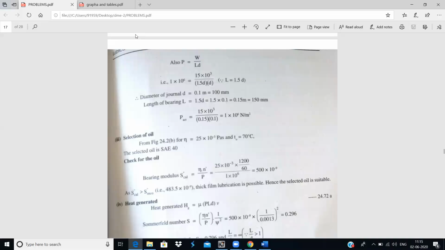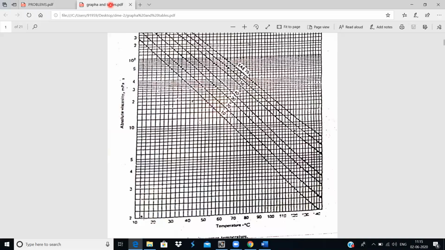So here we will get the oil numbers. We are having 10, 20, 30, 40, 50 like that. SAE 40. Now here the absolute viscosity is in Pascal-seconds. So we will get 25 somewhere here, 25 into 10 to the power of minus 3.